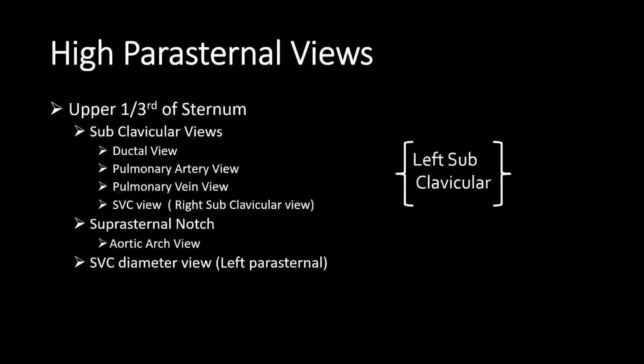And now we come down to the high parasternal views. High parasternal views means above the nipple line or upper 2/3 of the sternum. But most of the views are in the upper 1/3 of the sternum. In the basic course, we discuss that there are 6 views in the high parasternal views, but we will be discussing the ductal view, pulmonary artery view, pulmonary vein view, and aortic arch view.